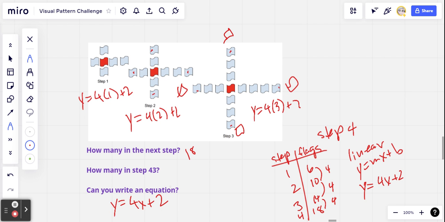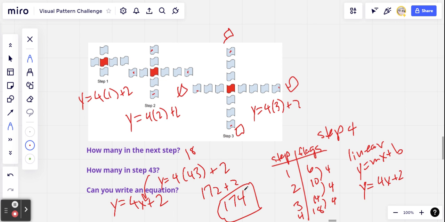Now, once you've got an equation, calculating the number of flags in step 43, pretty easy. We're just going to take that 43 and plug it in for x. So we'd have y equals 4 times 43 plus 2. And let's see, 4 times 43. Well, 4 times 40 is 160, and 4 times 3 is 12, so that's 172 plus another 2, 174 flags in step 43.